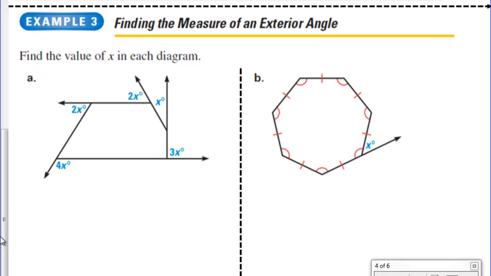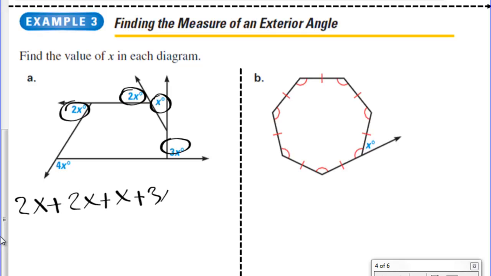So example 3. We have to find the value of x. So is this a regular polygon? So you should have said no. It's not regular because the angles aren't congruent, nor are the sides congruent. However, the sum of the exterior angles is 360. So I can say 2x plus 2x plus x plus 3x plus 4x, and set that equal to 360 degrees. Okay, class, what's 2x plus 2x plus 1x plus 3x plus 4x?